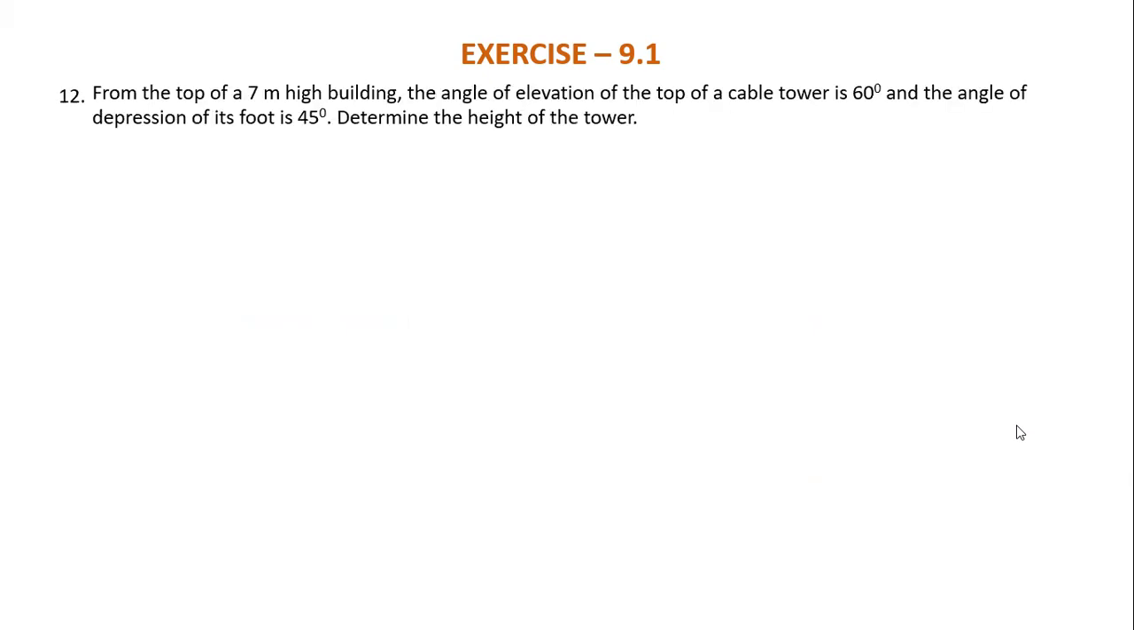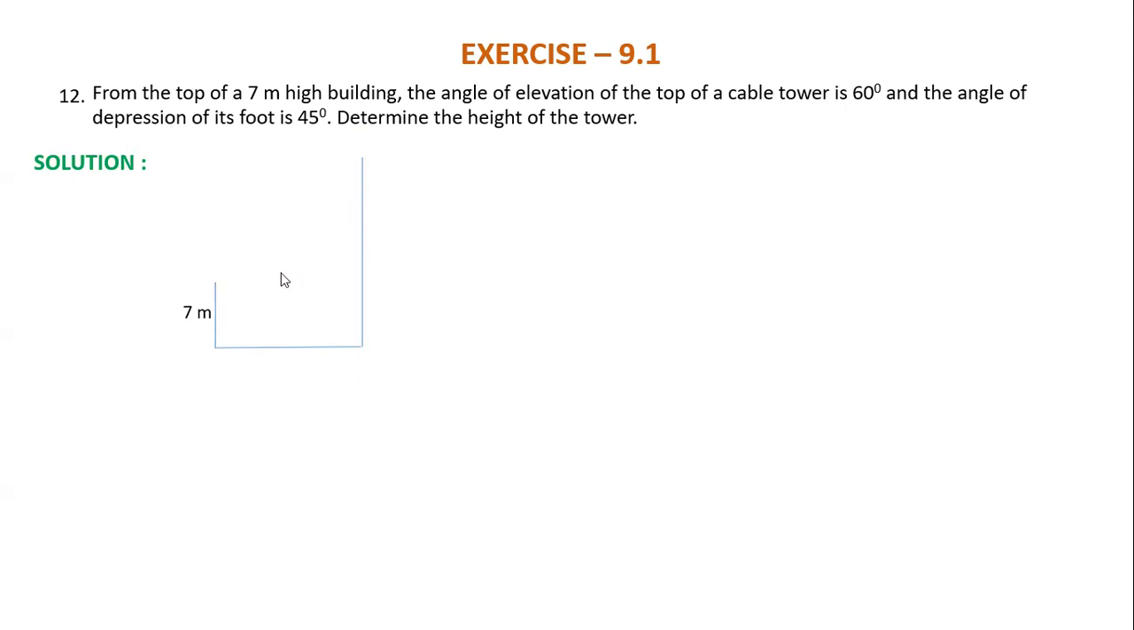12th question. From the top of a 7-meter high building, the angle of elevation of the top of a cable tower is 60 degrees, and the angle of depression of the foot is 45 degrees. Find the height of the tower. From the top of a 7-meter high building, that means there is a building and there is a tower. Two things are there. This is the building, which is 7 meters high, and this is the tower.